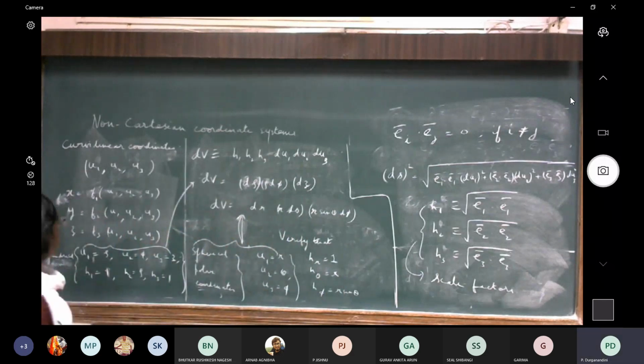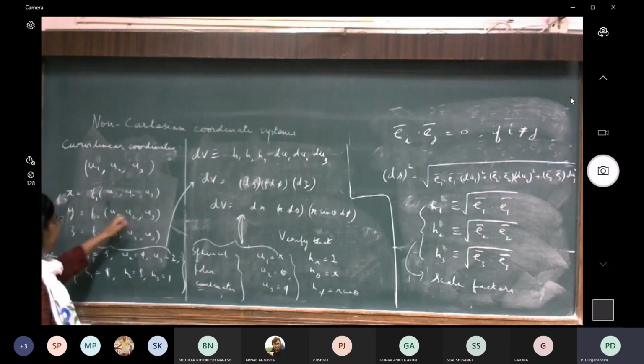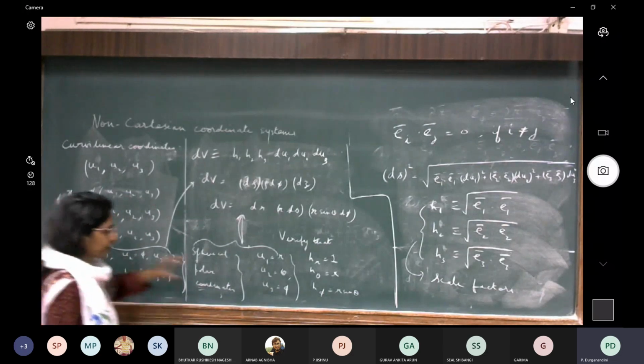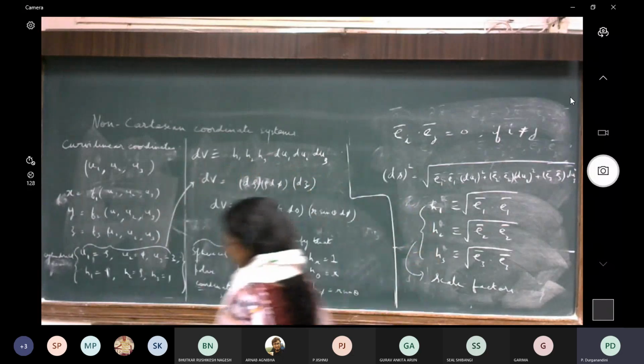So all that you need to do is use the relations, because we know, for example, for spherical polar coordinates, x will be equal to r sin theta cos phi, y will be equal to r sin theta sin phi, and z is equal to r cos theta. So use those functions, and from there you figure out what are h1, h2, h3.